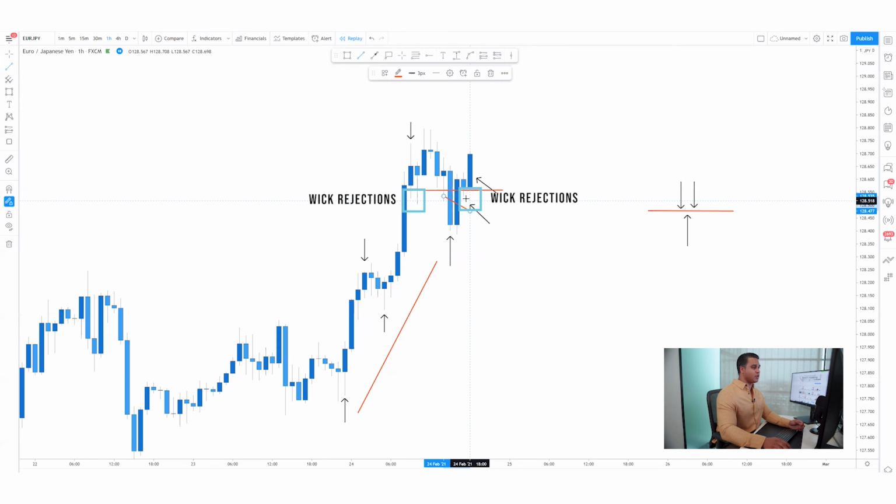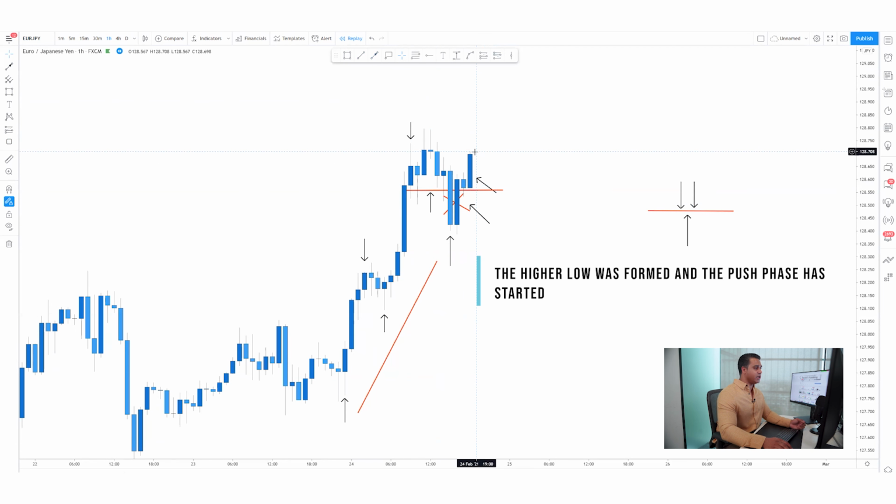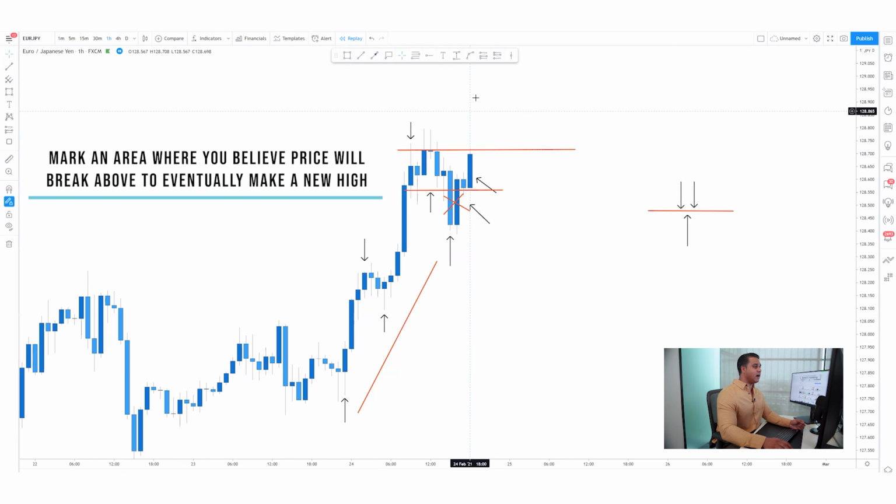If price breaks out of structure and breaks back in, I identify this as an indecision. So the level that I'm concerned about is just this one here. But still, I'm late to the party. The higher low is formed and the push phase has started. So what you want to be doing is marking an area where you believe price will break above to eventually make that higher high.